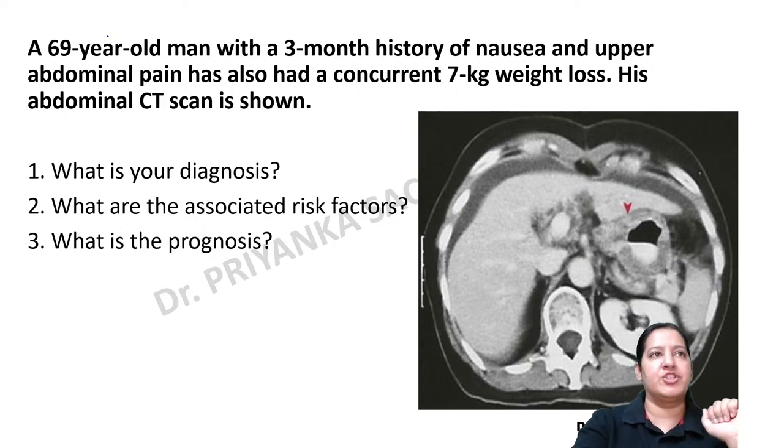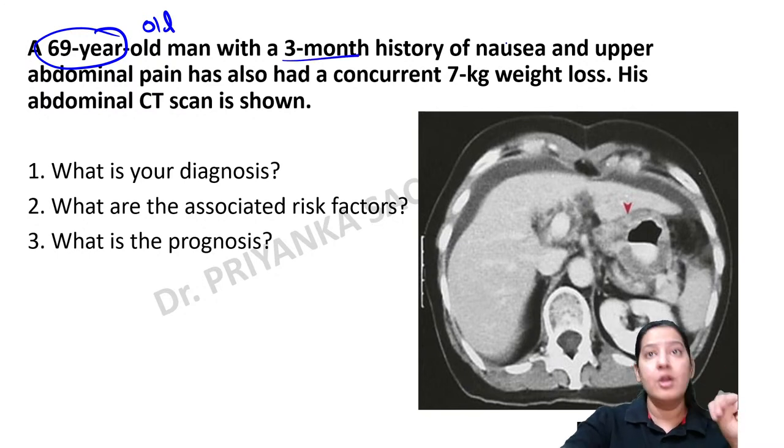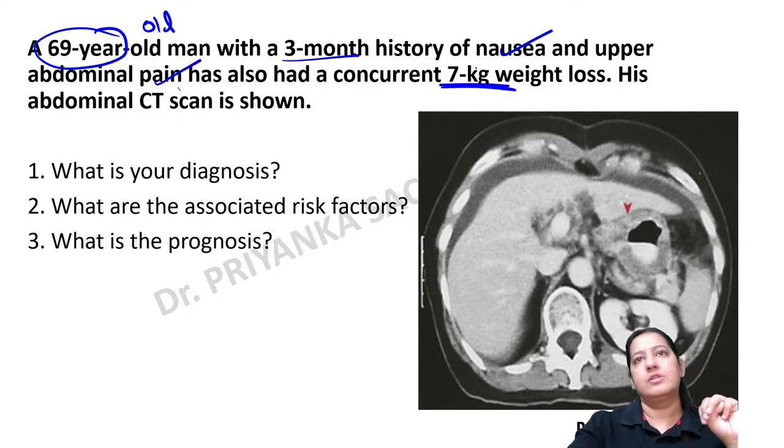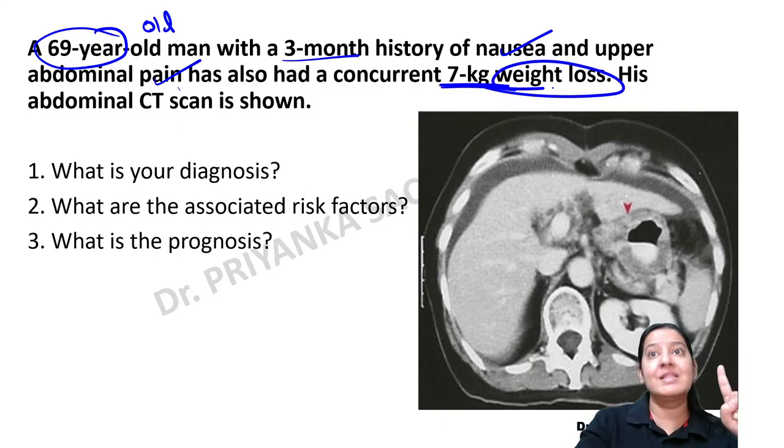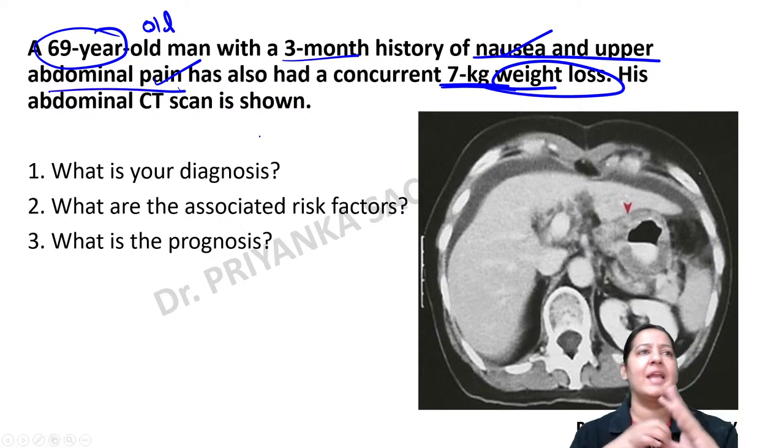Take the clues from the question. A 69 year old man, an old man, with a 3 month history of nausea and upper abdominal pain, and sudden 7 kg weight loss. So again, it is likely a malignancy because the age is old. Sudden weight loss of 7 kg is a significant finding, with nausea and upper abdominal pain for only 3 months. The CT scan is shown to you. So what is your diagnosis?